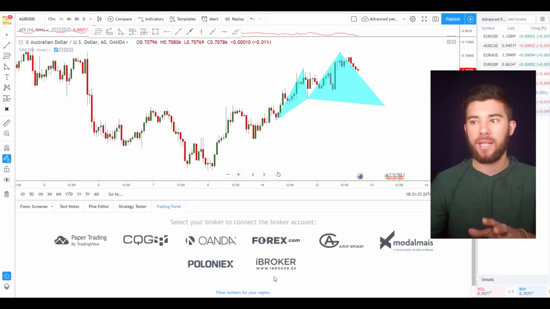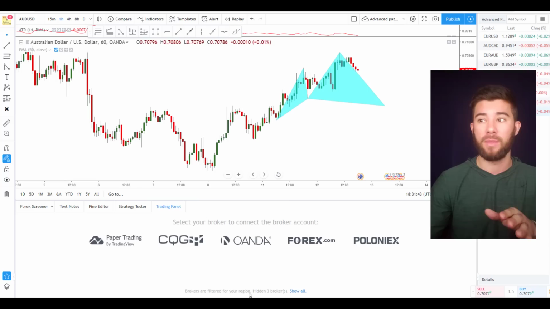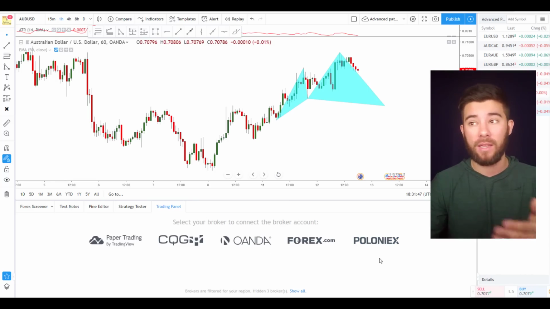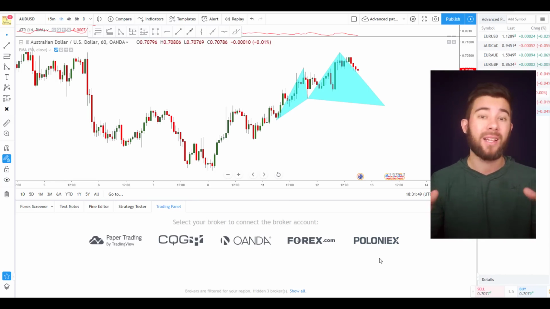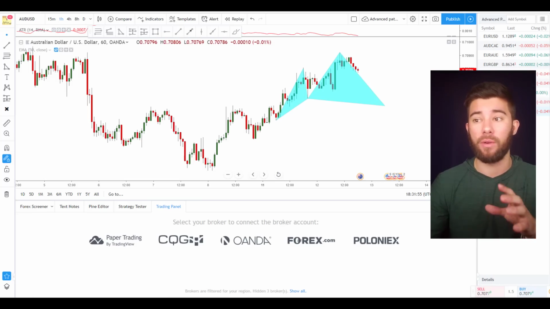Now, when it comes to connecting them, and also down here at the bottom, guys, you can see filter brokers for your region. So some regions, for instance, in the United States, which is where I'm trading from, if I click that, you can see that these are the only brokerages I can connect to TradingView in the United States, because the other brokerages that were listed do not accept clients in the US. So I would suggest clicking, filter the brokers for your region as well.